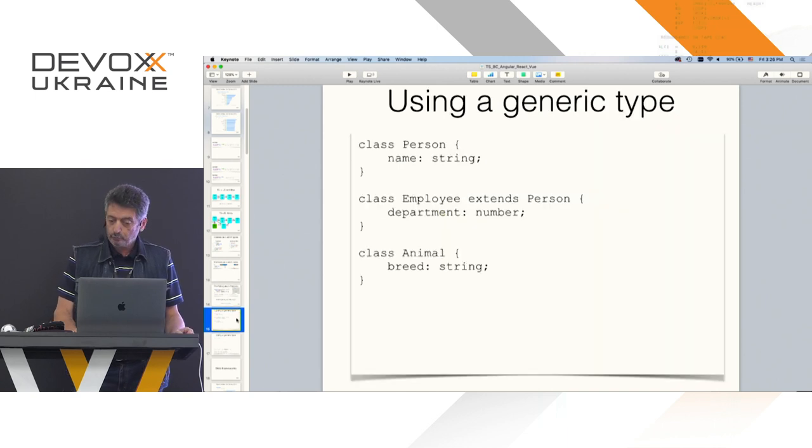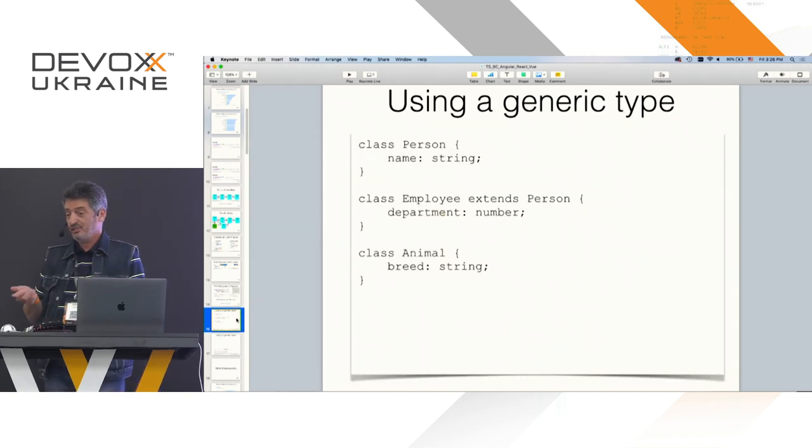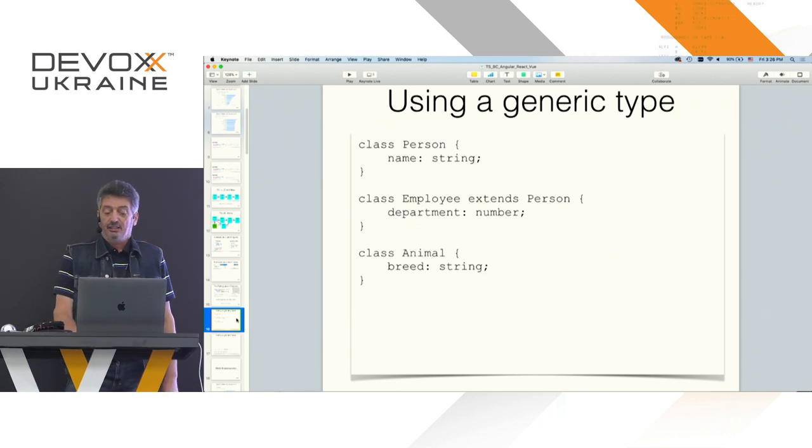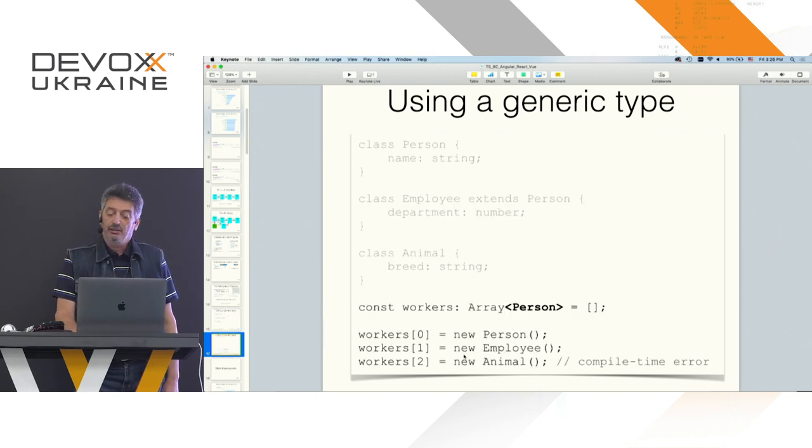Okay, so generics. In Java, we have generics. Over here, they also have generics. Let's say we have three classes. Person, Employee, that extends Person, and Animal. It doesn't extend any of these. And if you declare an array, you can use generic notation like in Java, new Person, new Employee, and then new Animal. TypeScript will give you the compile-time error. You understand why, right? Because we said that the array will have only Person or its subclasses, but it's not the case.